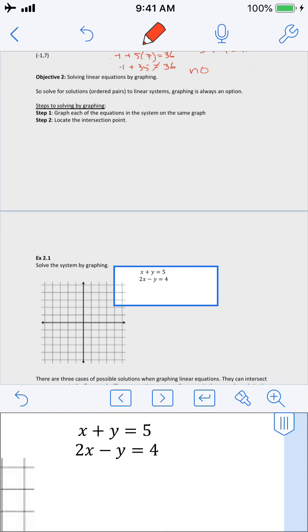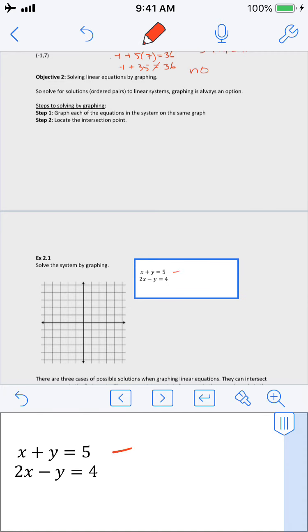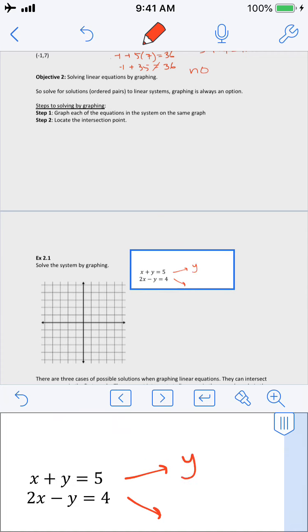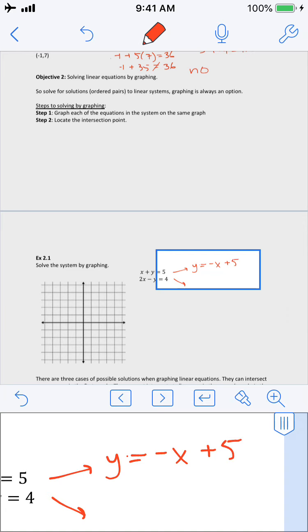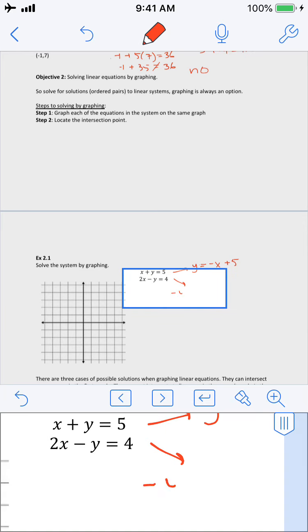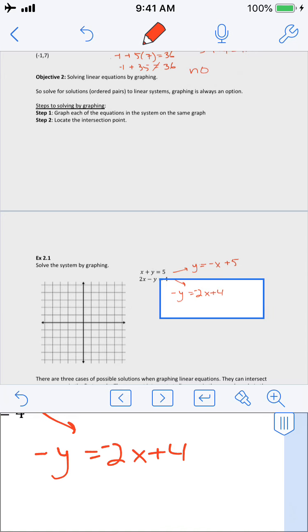Let's see where this point would be. Well, they're both in standard form, so we're going to have to rearrange them. y equals -x plus 5, and -y equals -2x plus 4, or y equals 2x minus 4. Okay, now those I can graph, right?